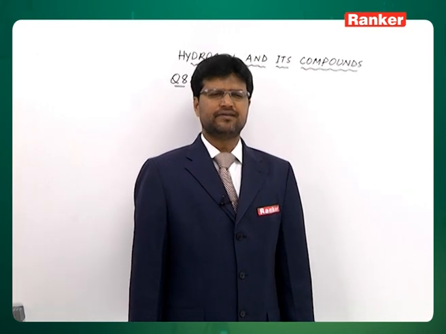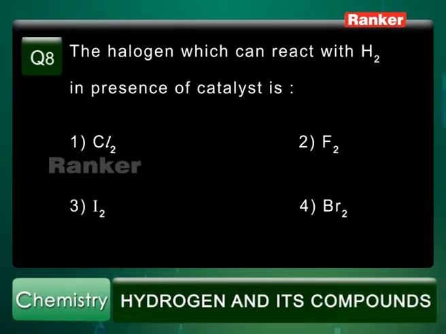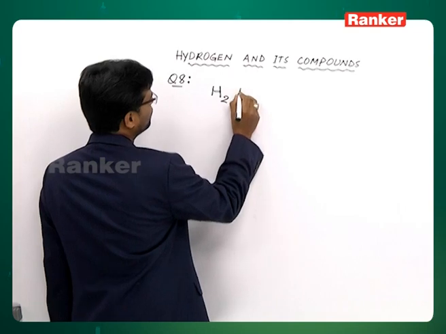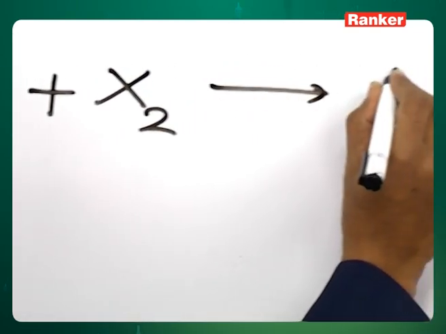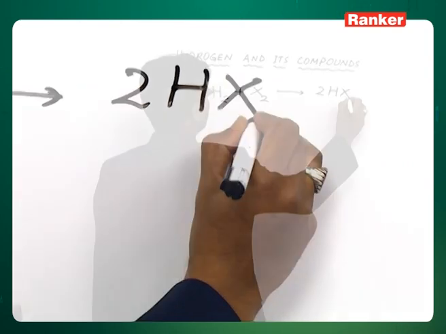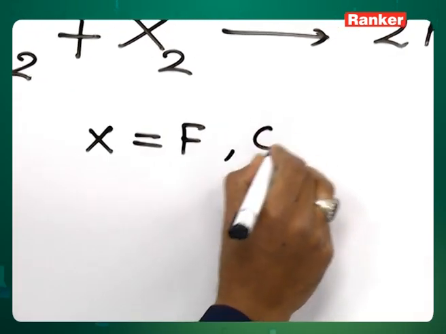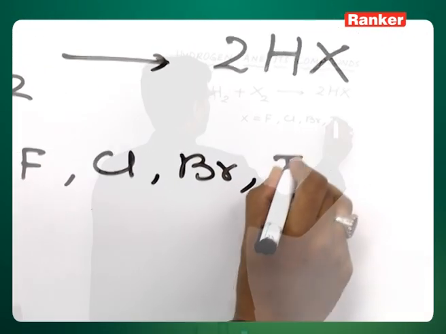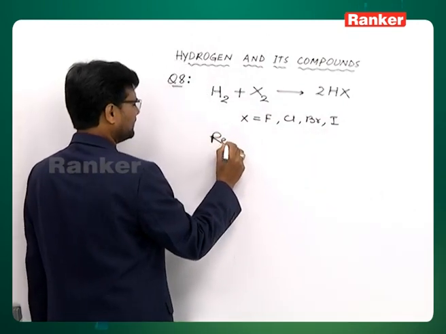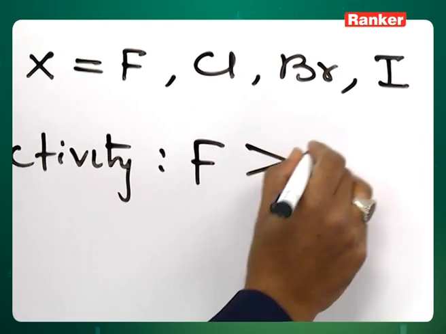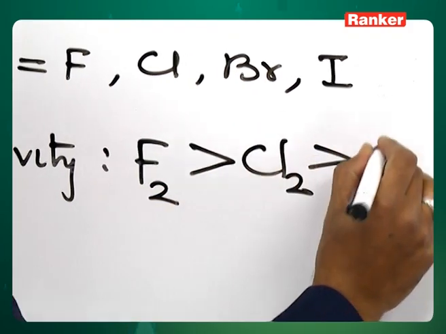Question number 8. The halogen which can react with H2 in presence of catalyst is first option chlorine, second option fluorine, third option iodine, fourth option bromine. Let's look at the reaction. The generalized reaction is H2 plus X2 gives 2HX. Now X can be fluorine, chlorine, bromine or iodine. And remember, the reactivity of halogens follows the order F2 greater than Cl2 greater than Br2 greater than I2.